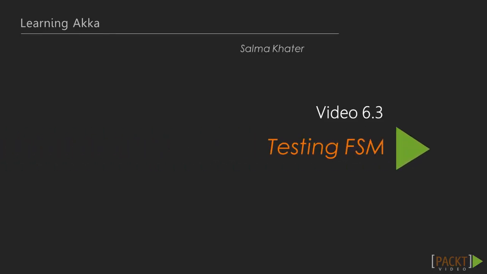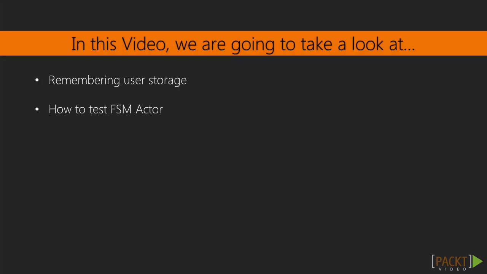Welcome to the third video on Section 6, Testing Finite State Machines. In the previous video, we tested our parent and child actors. In this video, we will take a look at revisiting the user storage FSM example from Section 3 and how to test an FSM actor.